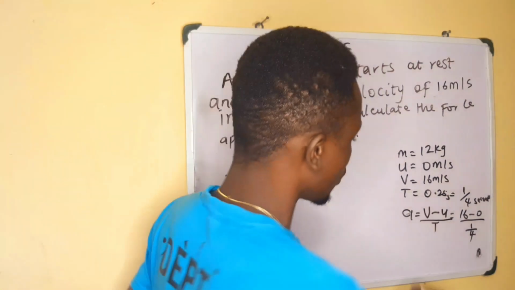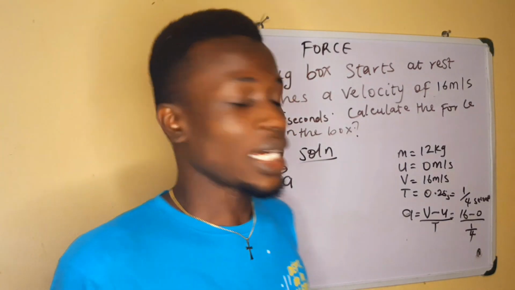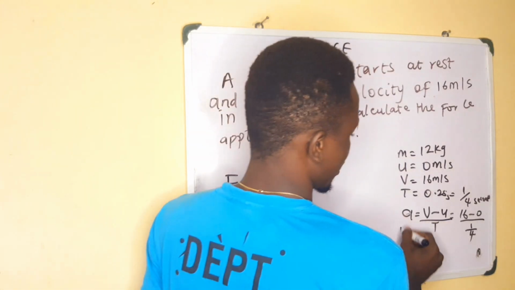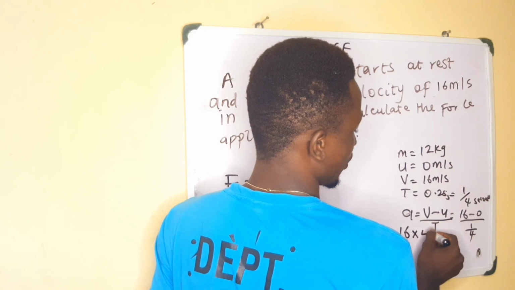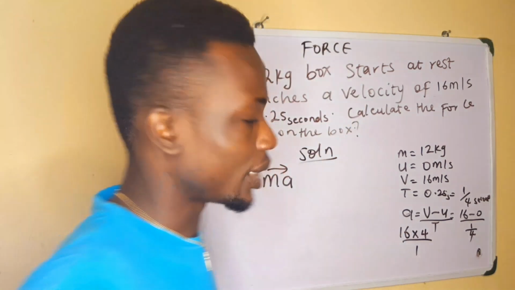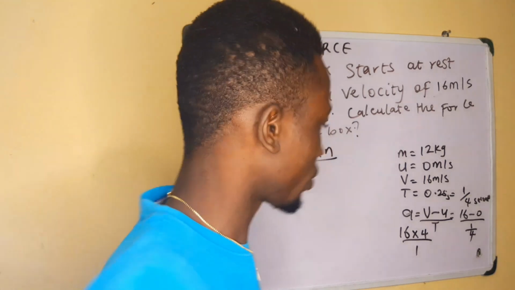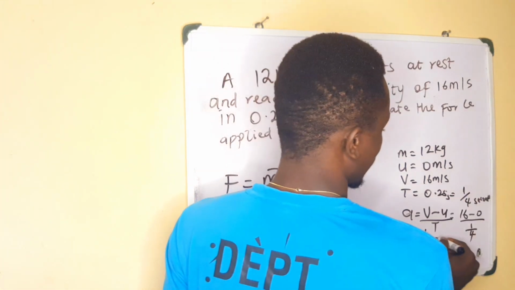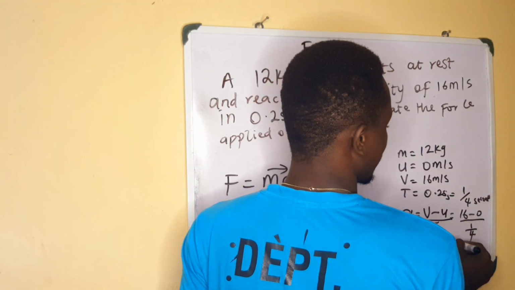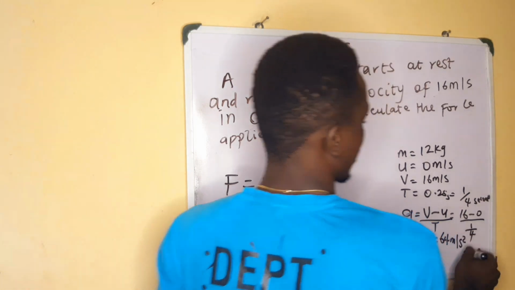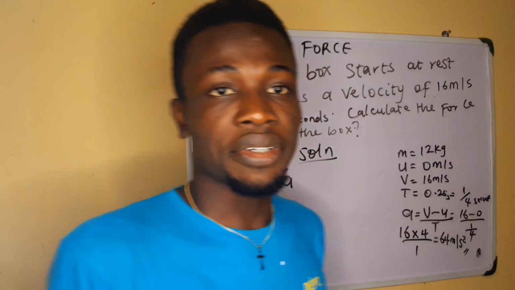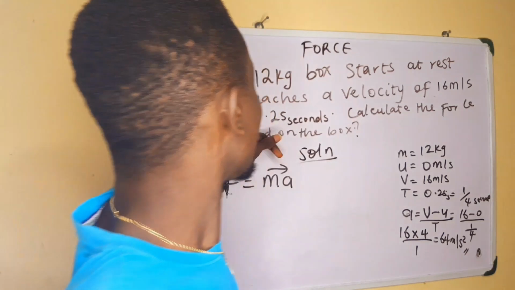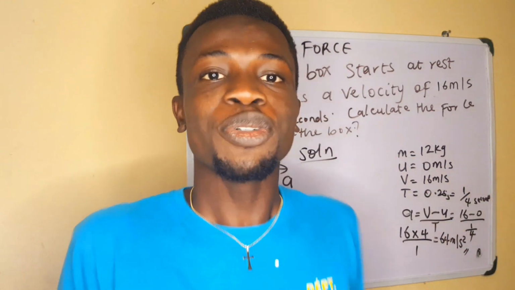Now, if you change it, you're going to have 16 times 4 all over 1. Yes, if you rearrange this, that's what you're going to have. So 16 times 4 is going to give us 64 meters per second squared. And that is the acceleration that the box was moving with. So we have found the acceleration.